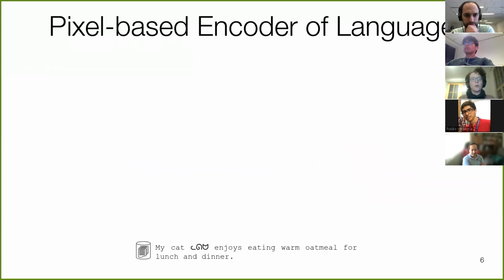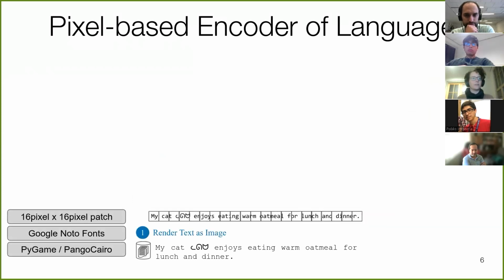So how does Pixel work? The input is text, but can include images or emoji. The first thing that we do is to render it as an image of patches of 16 by 16 pixels using the Google Noto fonts and these Python libraries to render the text, Pygame and PangoCairo.